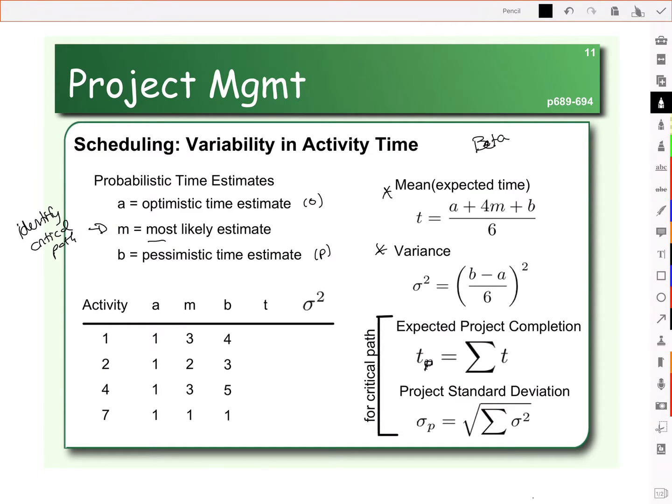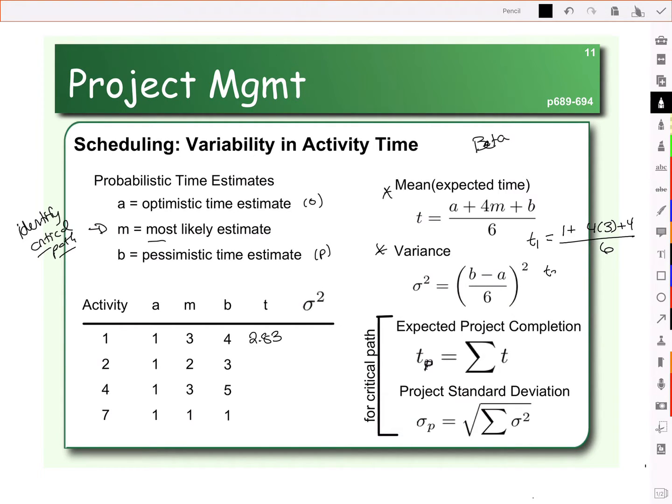So for activity 1, for example, we could take 1 plus 4 times 3 plus 4 and divide the whole thing by 6. So it's taking an average like you normally would, but it's putting a heavier weight on the most likely estimate. If we do that calculation, 1 plus 12 plus 4, and then we divide that by 6, we get 2.83. And we would repeat this for the activities that are on the critical path.